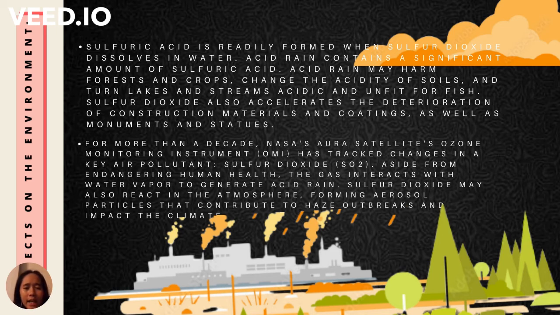For more than a decade, NASA's Aura satellite Ozone Monitoring Instrument, or OMI, has tracked changes in a key air pollutant, which is the sulfur dioxide or the SO2. Aside from endangering human health, the gas interacts with water vapor to generate acid rain. Sulfur dioxide may also react in the atmosphere, forming aerosol particles that contribute to haze outbreaks and impact the climate.